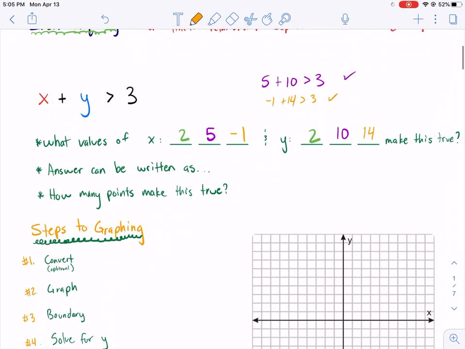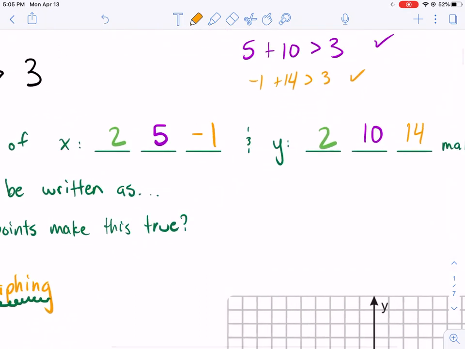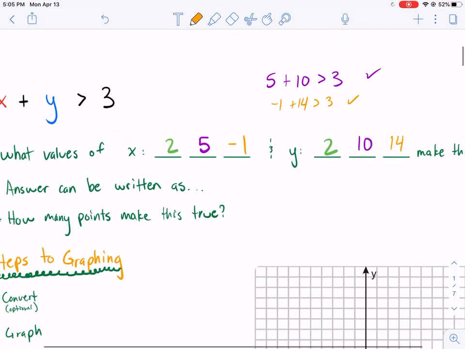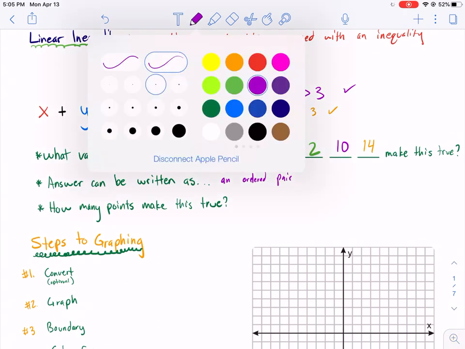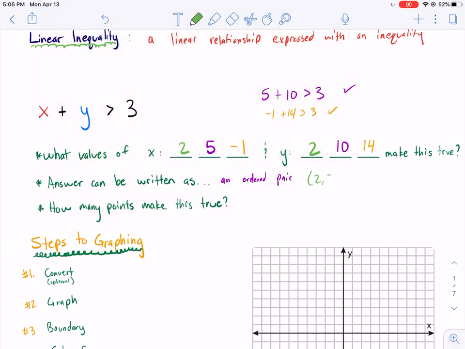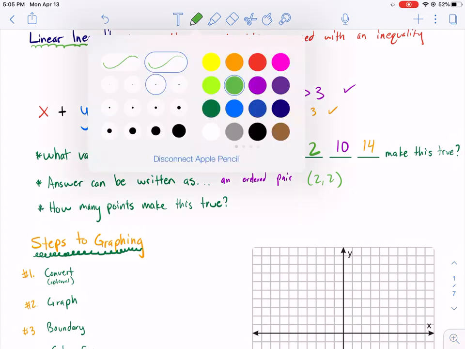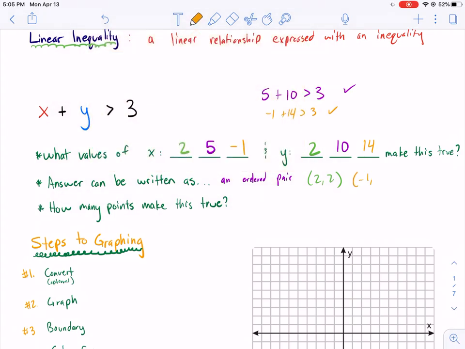So the answer can be written as these answers that I put here, the green and the purple and the orange. What can they be written as? An ordered pair. An ordered pair. Okay? So 2, 2 could be one of the ordered pairs, and then let me do one more. -1, comma 14 is another ordered pair.